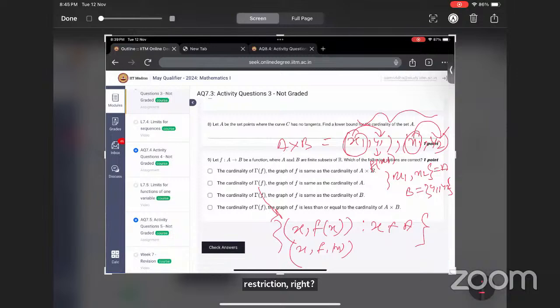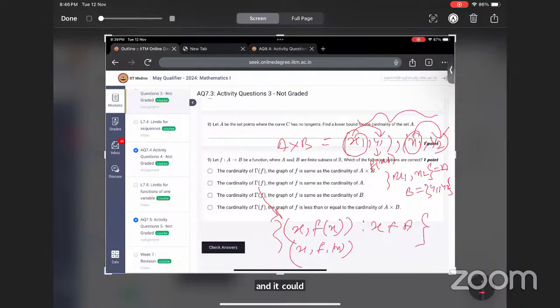So here, if I take A as four elements and B as four elements, and you're trying to say that the cardinality of gamma of f is the same as the cardinality of A, that is four elements in gamma of f, correct. So the fourth option says it is less than or equal to the cardinality, which means A cross B is 16, because I have a domain and codomain of 4 each. And it could be equal, it could be 16 or less than that.